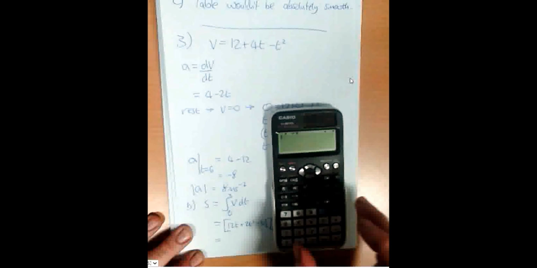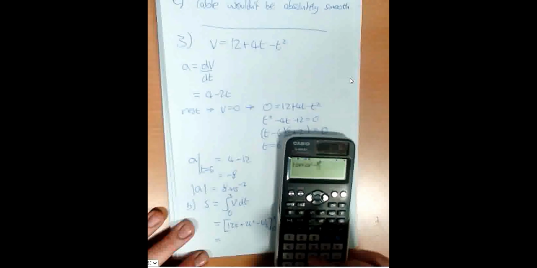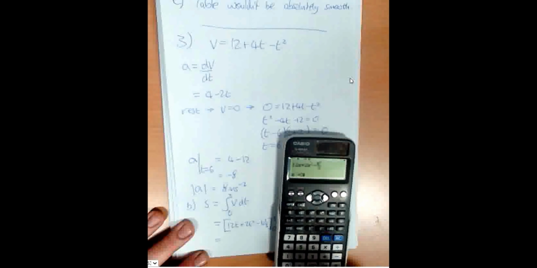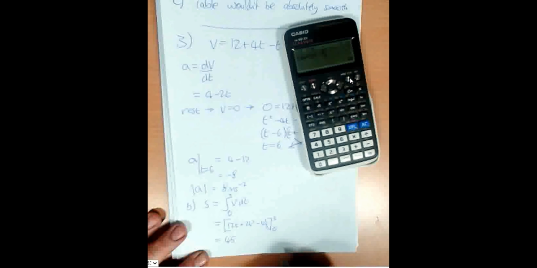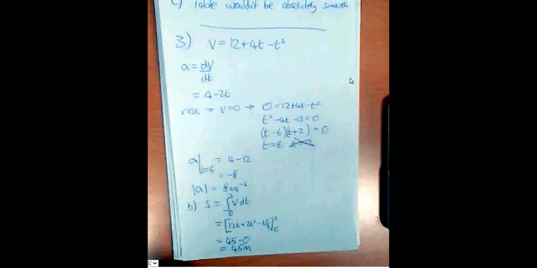And I'll use my calc button because the calc button is your friend. 12x plus 2x squared minus x cubed over 3. Calculate when x is 3, 45. And for completeness, I'm just going to take away what I get when 0 goes in, but of course that's 0 because every term has a t. 45 meters because everything's measured. v is giving us meters per second.